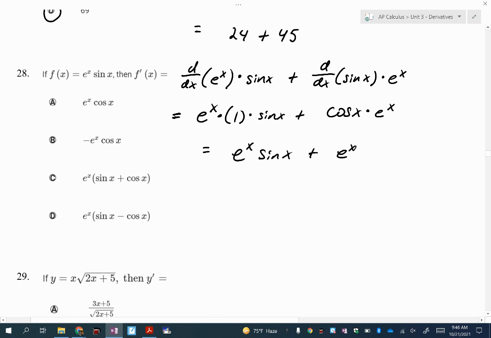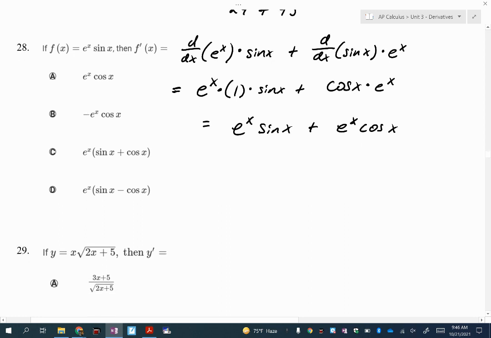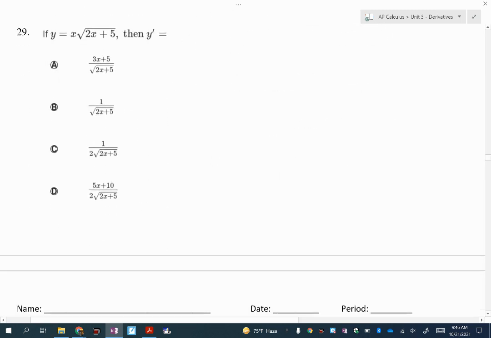So if I clean it up, I get e to the x times sine of x plus e to the x times cosine of x. So that's the answer. You'll notice you don't see that in your answer choices because they have factored out an e to the power of x. So if you factor that out, you'll find an answer is C. That's 28. Remember again, on purpose, I did not do that last lesson in chapter 3, all right, because I knew that we could just get to the review and you could use the formula sheet to figure out the derivatives of those exponential and logarithmic functions. All right, let's try 29.